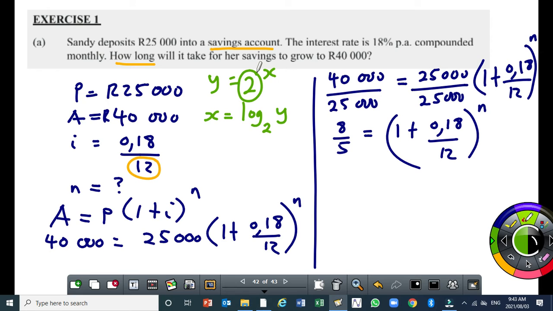So this n here is like this x. Our objective is to solve for n, and our base is the sum of 1 plus 0.18 over 12. That's our base. Fortunately, your calculator can accommodate it. And I think I need to bring the calculator in.